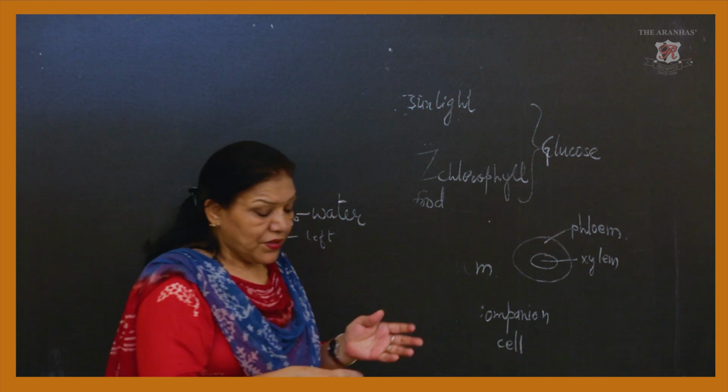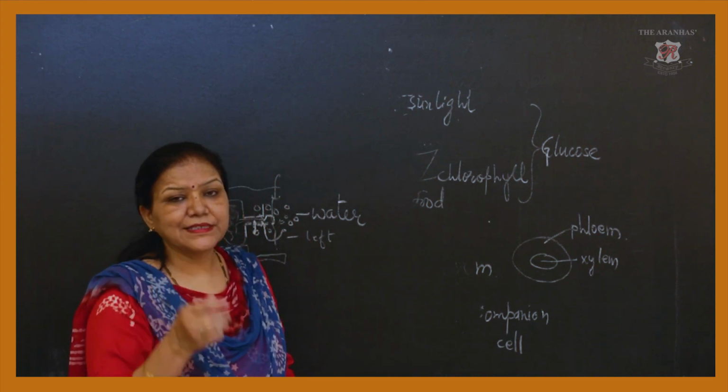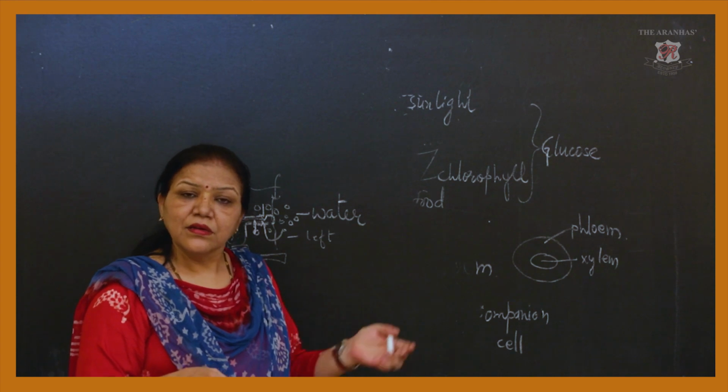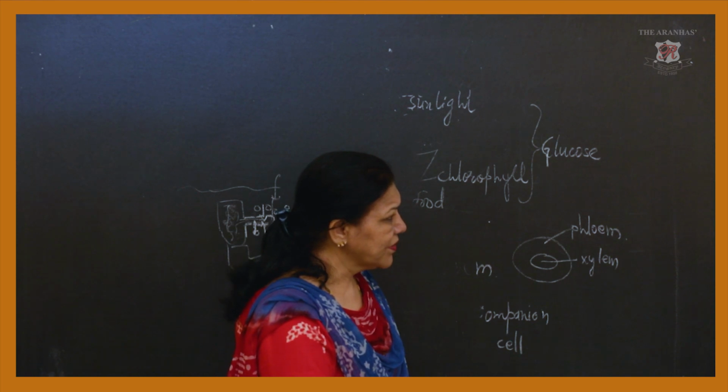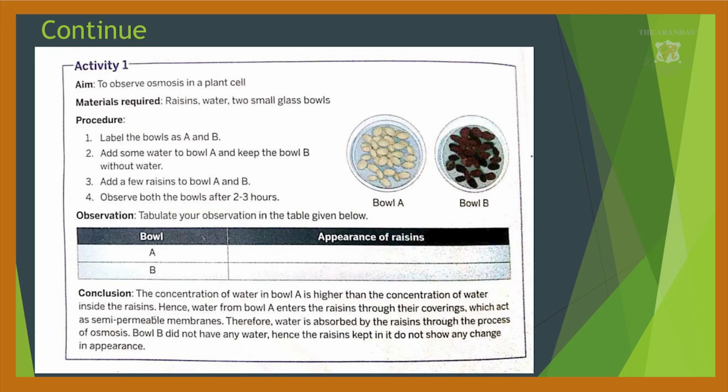Okay. Now we are coming to two more experiments which show a clear picture of how osmosis occurs. This is one activity showing how osmosis is done. See, we have some resin seeds with us. We are putting some resin seeds in bowl 1, or bowl A, and some resin seeds in bowl B.